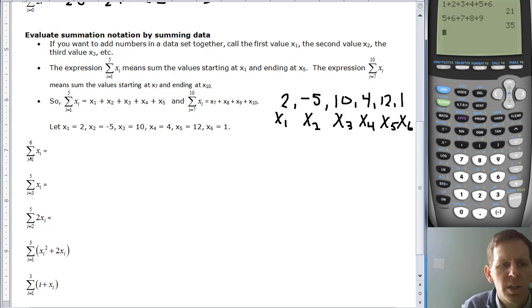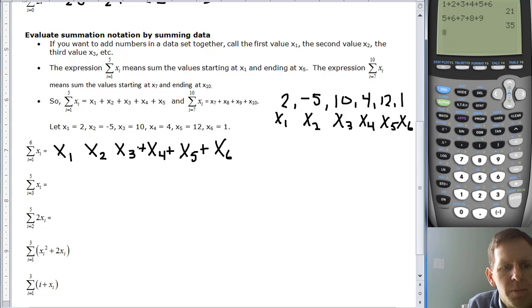When you see this notation, it means plug in 1 for the i. So we have an x with a subscript of 1. And then we're going to plug in a 2 for the subscript, a 3, a 4, and so on and so forth until we get all the way up to x sub 6. And we're going to add these values together. So this means add the first, second, third, fourth, fifth, and sixth values in our list together, which we said are 2, -5, 10, 4, 12, and 1. So we're going to replace these with 2, -5, 10, 4, 12, and 1. We're just adding the first through sixth numbers in your list.